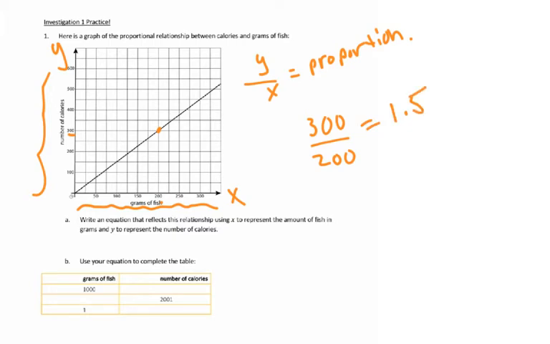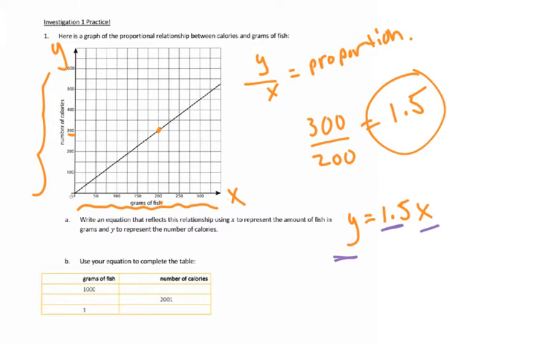So then to write my equation, I keep the y here, put my variable, not variable, variables are letters, put my number that I figured out, my rate of change, and then I put the x there. All this is telling me is that my y value, which is the number of calories I consumed, is equal to 1.5 times my x value, being the grams of fish. So basically, each gram of fish has 1.5 calories.